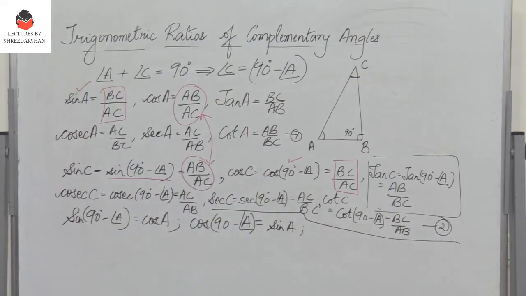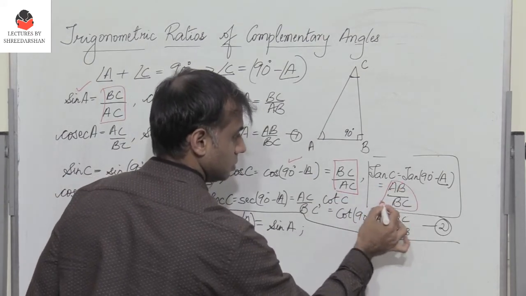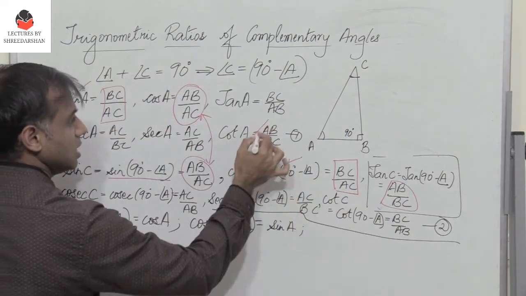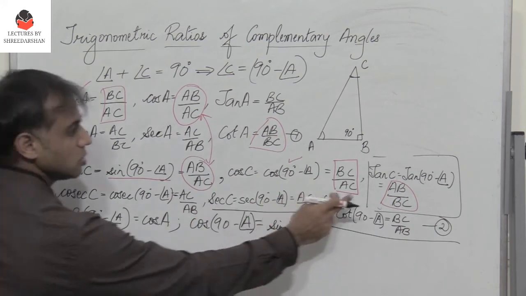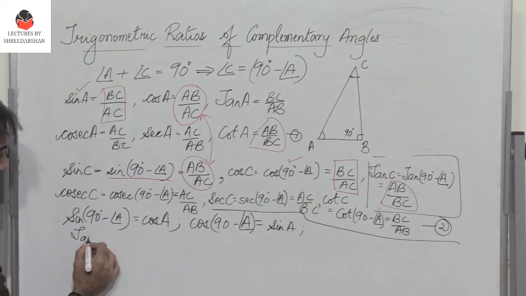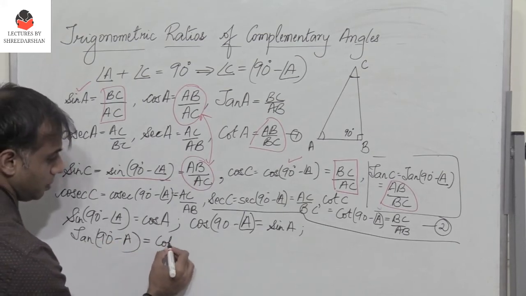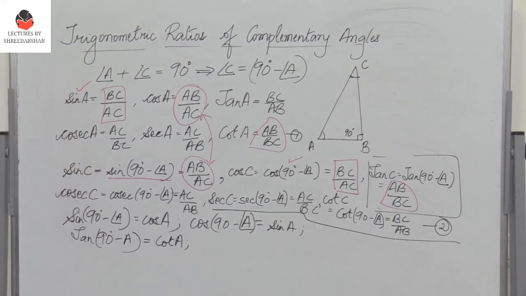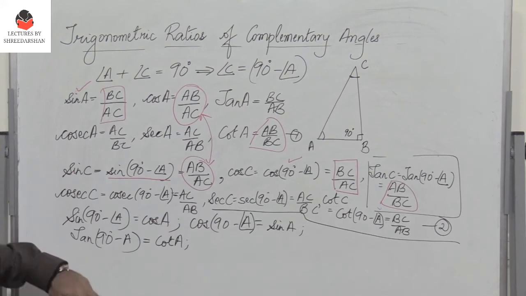So next, I have tan of 90 minus A, which is AB by BC. So where is AB by BC? So this one. Okay. So AB by BC is cot A, right? So tan of 90 minus A is cot A. So these two are equal. So I write tan of 90 minus A is equal to cot A. Right? So now I've got these three. Now what about the remaining? So I have sine 90 minus A is cos A, cos 90 minus A is sine A, tan 90 minus A is cot A.